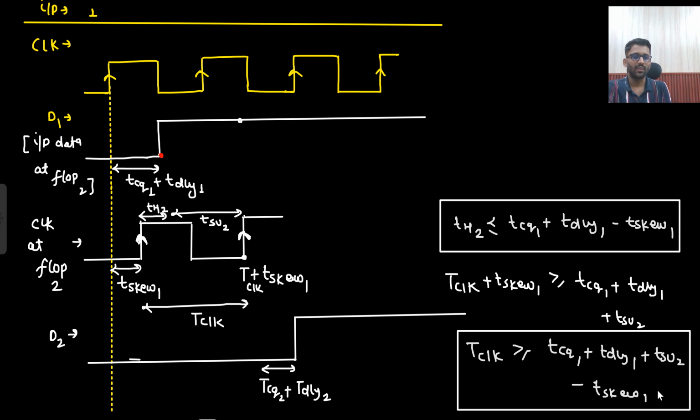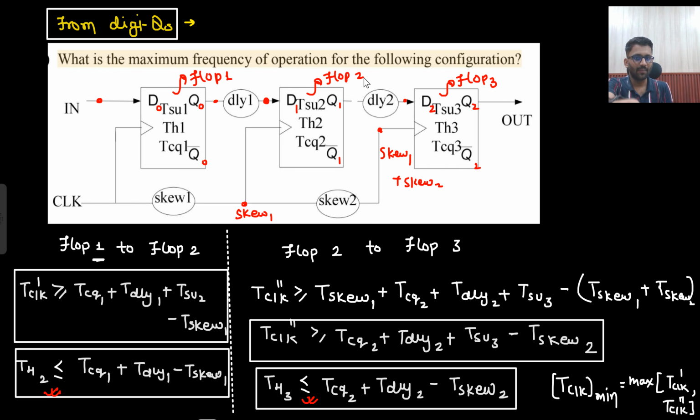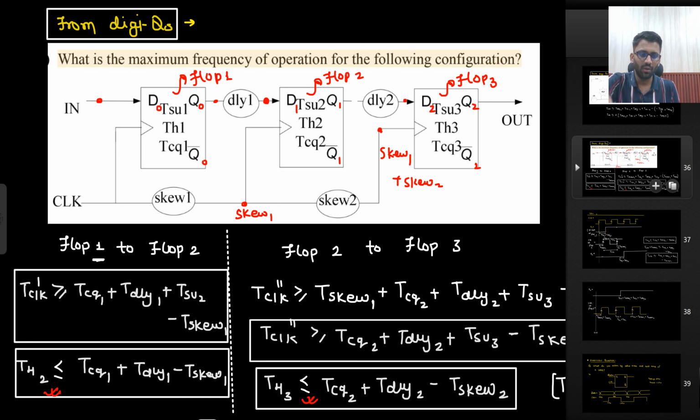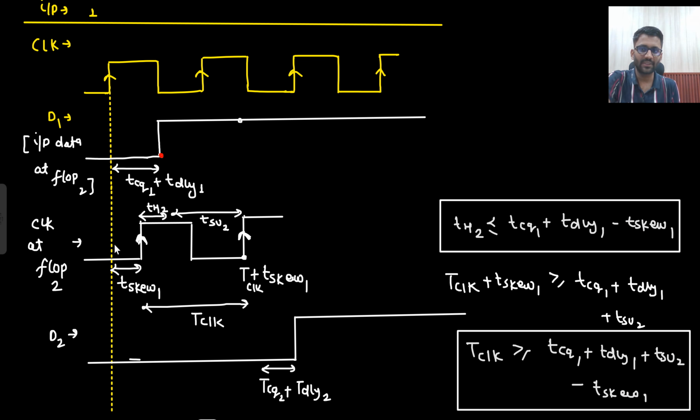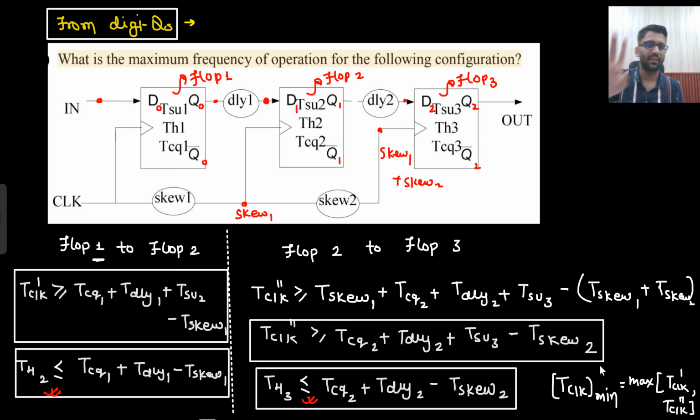How am I writing D2? D2 is simply sampled data from this flop 2. So first I will get Q1. Q1 is the sampled data from flop 2, and which sampling? Sampling of D1. So now I am sampling D1. Initially it was 0, 0, 0, 0, 0. Now 1 will be sampled. So 1 will say that I will be sampled, but I need a time window of TCQ2 plus TDLY2 if I am coming at D2.